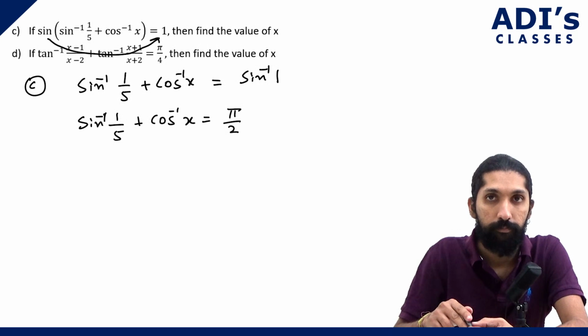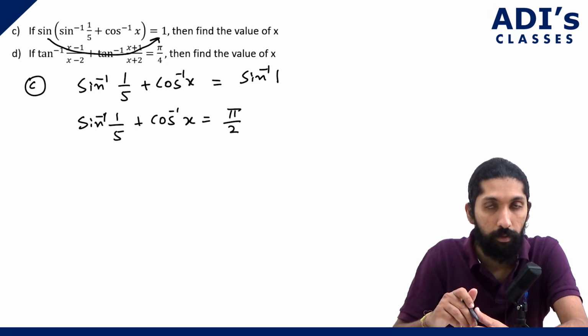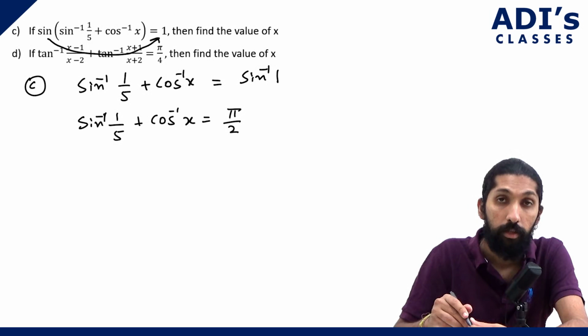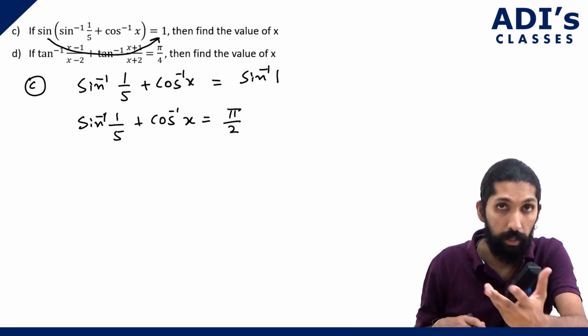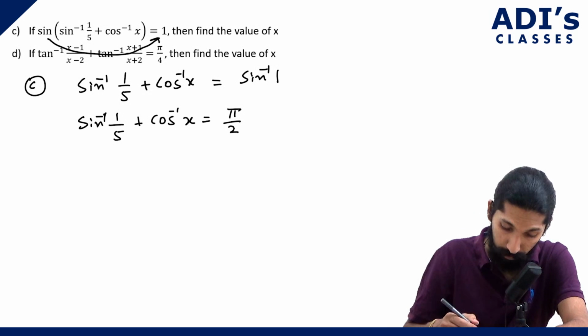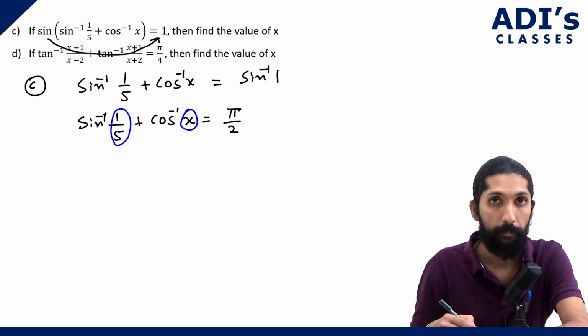Recap the property. Sine inverse x plus cos inverse of x is equal to pi by 2. That means the value, I'm sorry, not the angle, the value. This value and this value should be the same. Otherwise, it's not going to give you pi by 2.